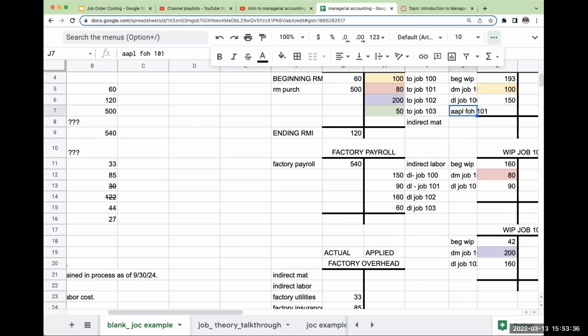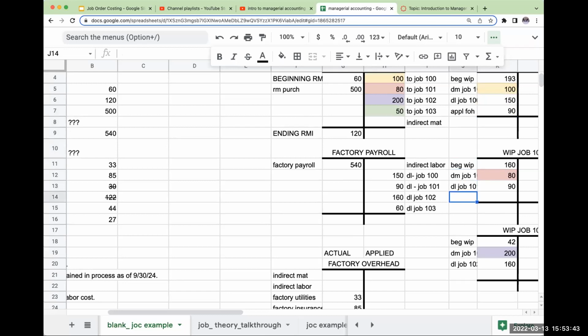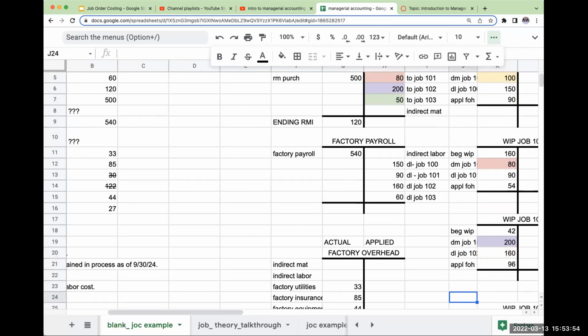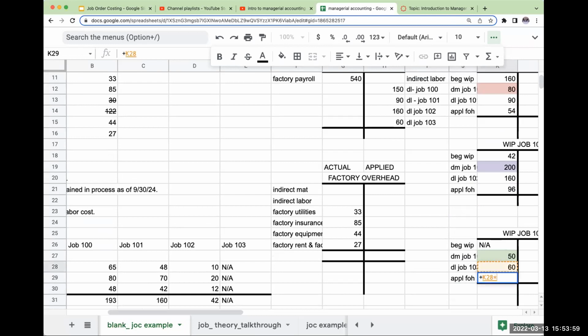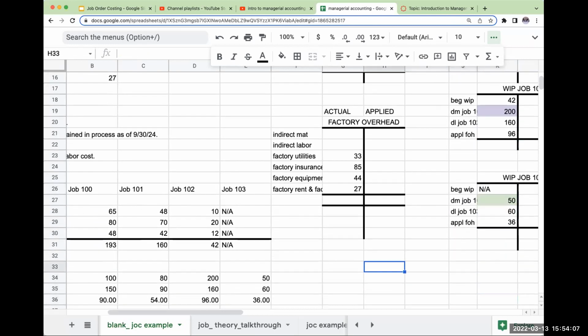for job 100 is going to be 150 times 0.6. My applied factory overhead is basically going to be 90 times 0.6. My applied factory overhead is going to be 160 times 0.6. And over here, my applied factory overhead is going to be 60 times 0.6. So this is 160 times 0.6. This is going to be 60 times 0.6. So that's where all these numbers are coming from.